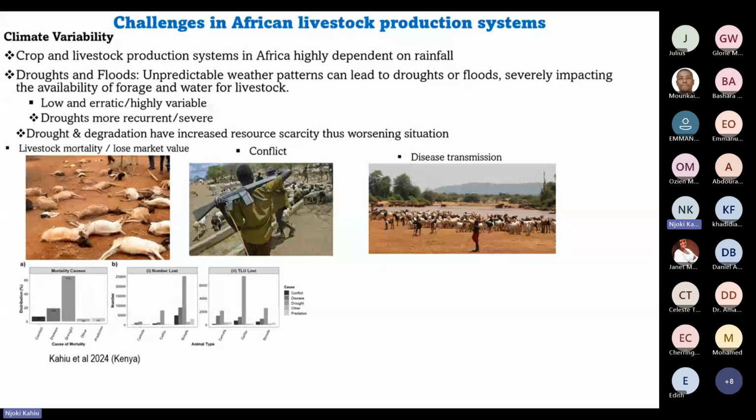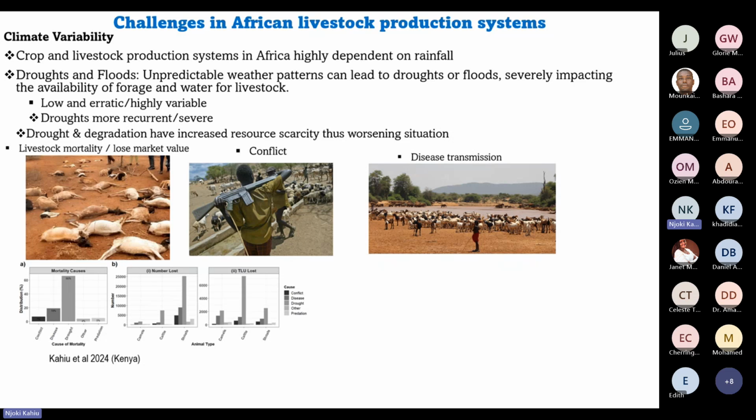We also have drought and degradation that have increased resource scarcity, thus worsening situations like livestock mortality. I know all of us in one aspect or the other have seen this in our various countries, and this also affects the market value of our livestock, because when there is a drought, animals become emaciated because they don't have enough feed, or they die. And when we have emaciated animals, they lose body weight, and so pastoralists tend to sell so that they don't lose everything, and in so doing they are losing their assets because of the lower market value attached to the weight loss of their livestock.